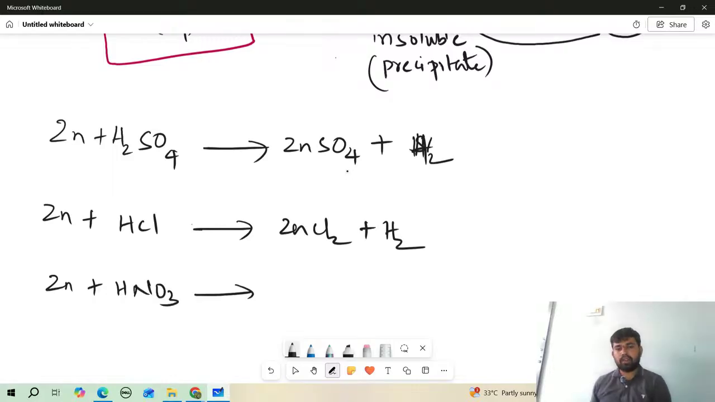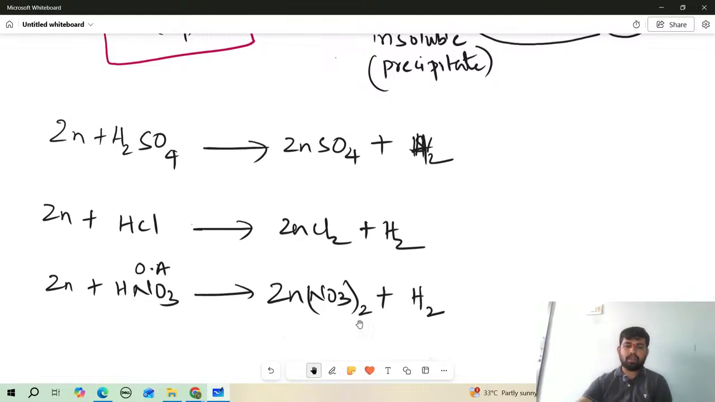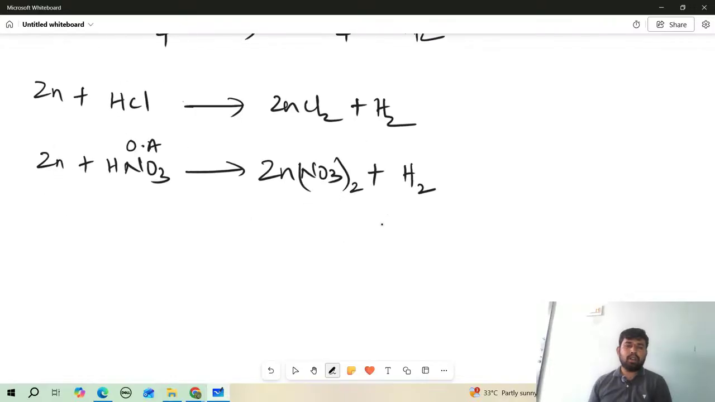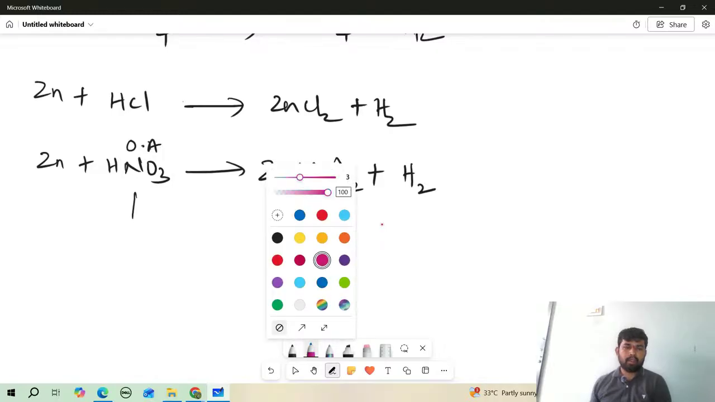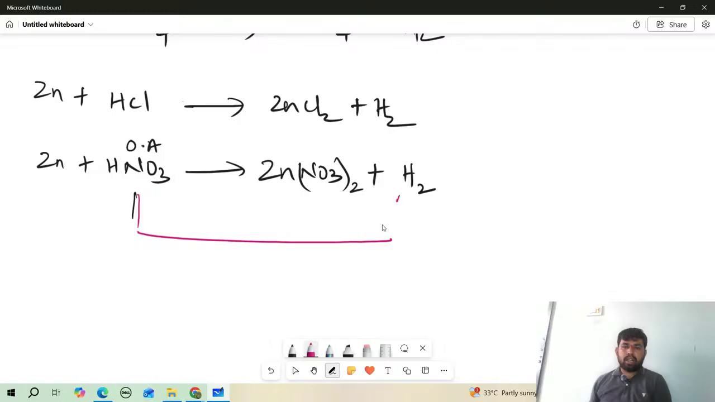In this case, hydrogen gas will not be produced because nitric acid will act like an oxidizing agent. It forms Zn(NO3)2. At the beginning, hydrogen gas will be produced, and later it is oxidized by this nitric acid. It gives one oxygen, forming H2O. Instead of hydrogen, we'll get water plus some other gas like NO2, N2O or NO gas.